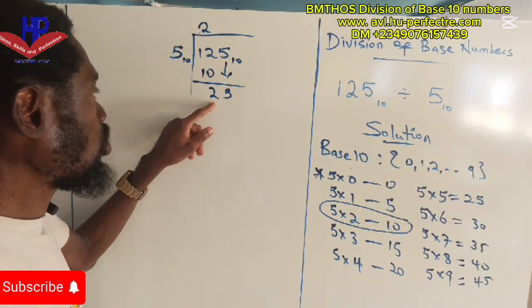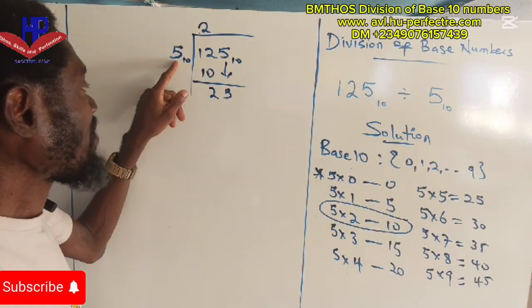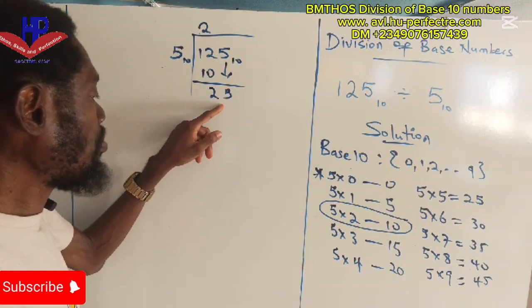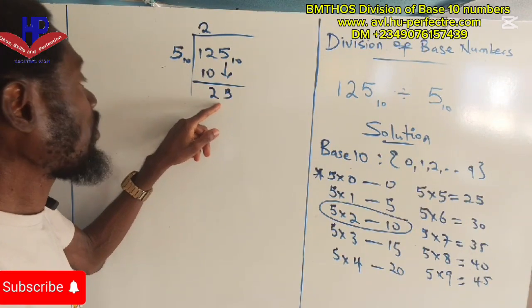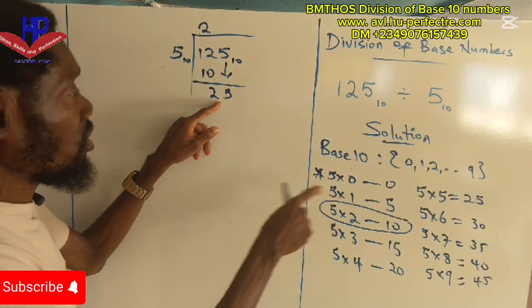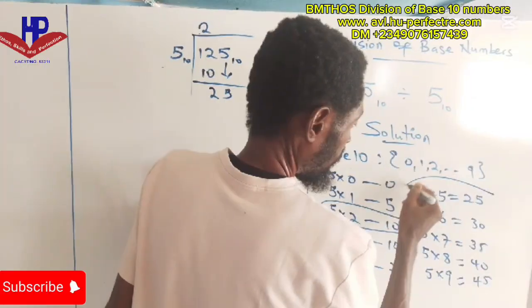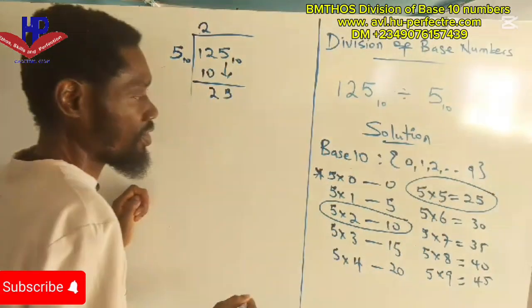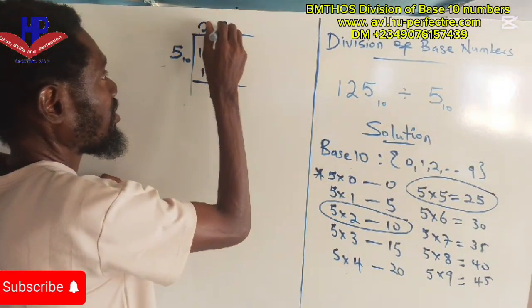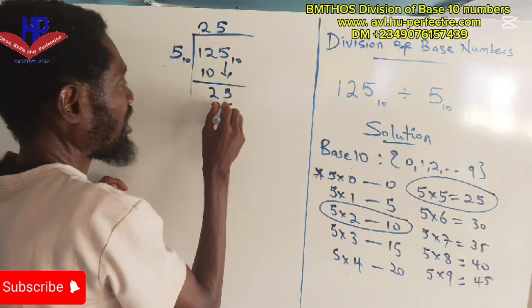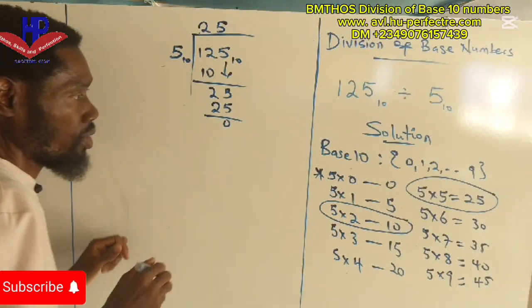5 cannot go into 2, but 5 can go into 25. What was the number that gave us 25 in our products or close to 25? This is it. 5 times 5 gave us 25. So I'm going to put here 5. 5 times 5 will give us 25, and the answer is 0. We're done dividing.